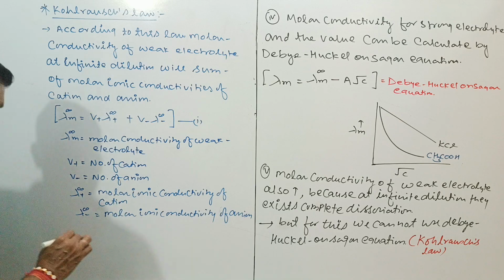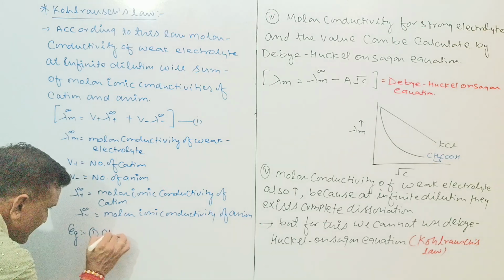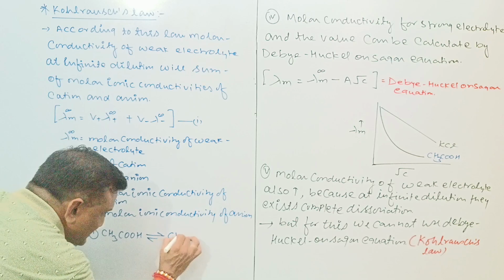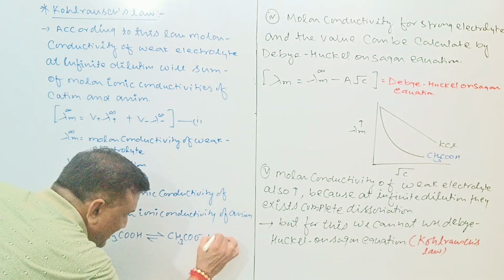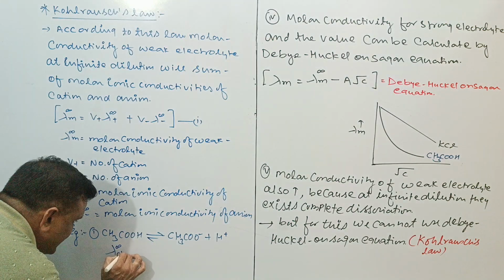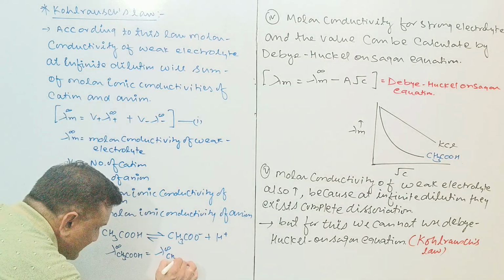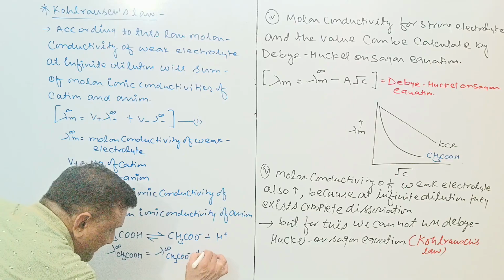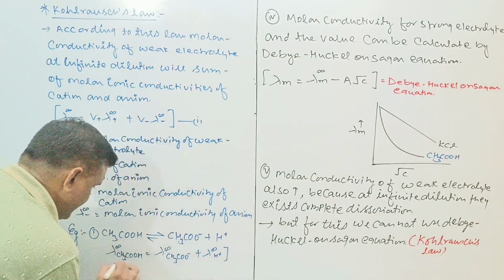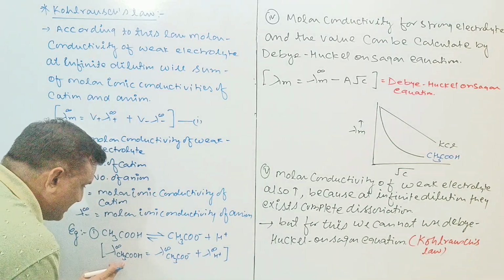If you want to take an example, suppose you have ethanoic acid, CH3COOH, and it dissociates into CH3COO minus and H plus. So lambda infinite of CH3COOH will equal lambda infinite of CH3COO minus plus lambda infinite of H plus. This is the molar ionic conductivity for the cation, the molar ionic conductivity for the anion, and this is for the weak electrolyte.